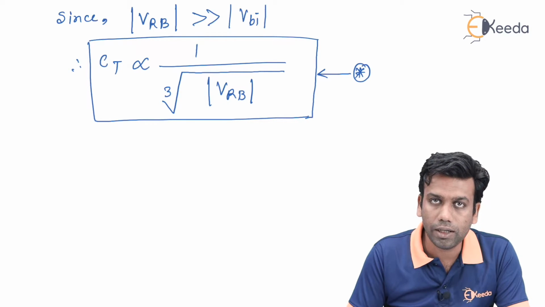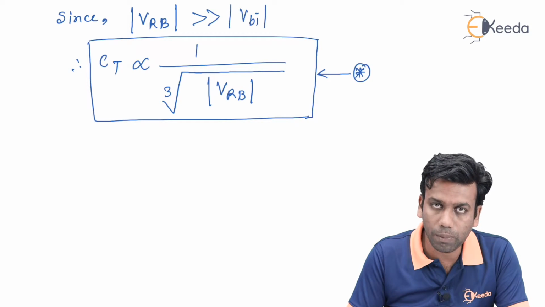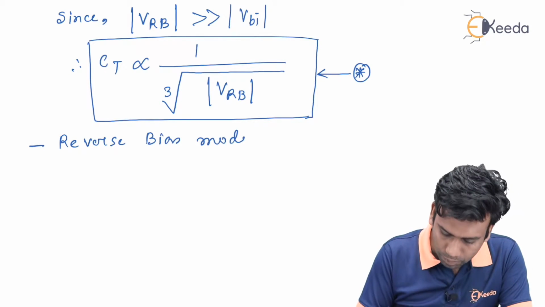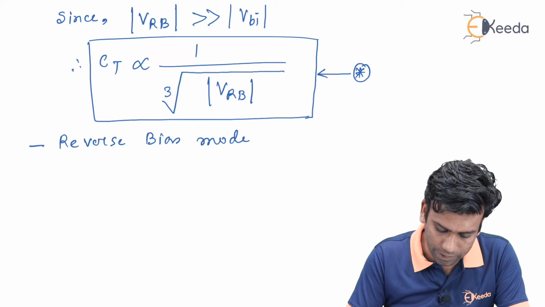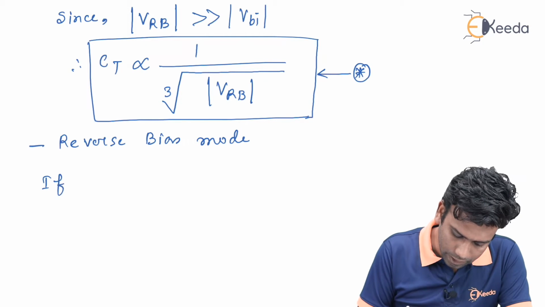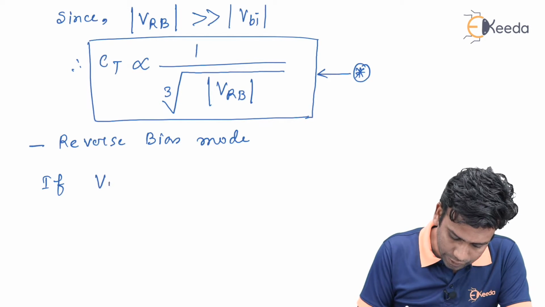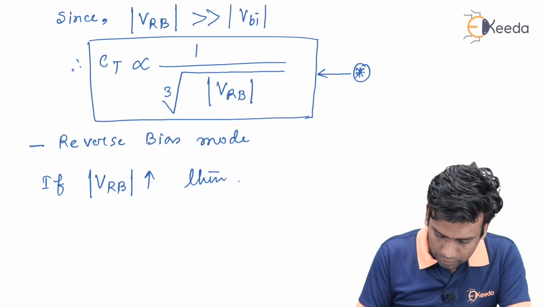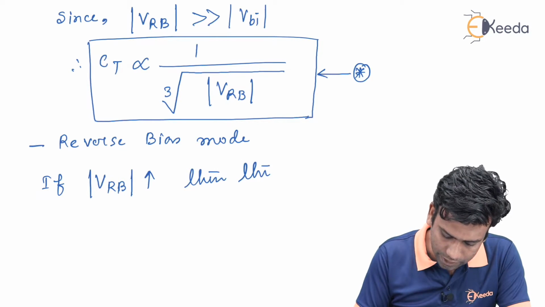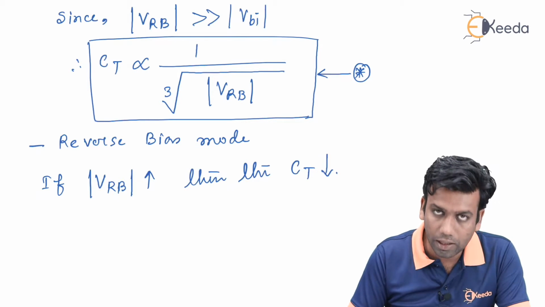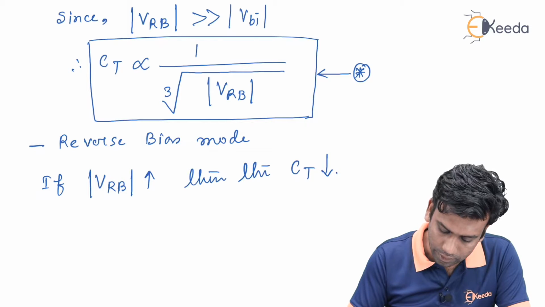Now, the Varactor diode should be operated in the reverse bias mode because we need the transition capacitance. Now, if the reverse bias voltage, that is Vrb, is increased, then the transition capacitance, that is Ct, will decrease in a nonlinear fashion.